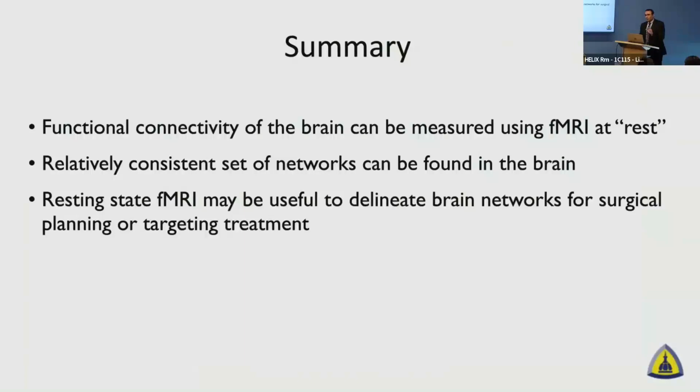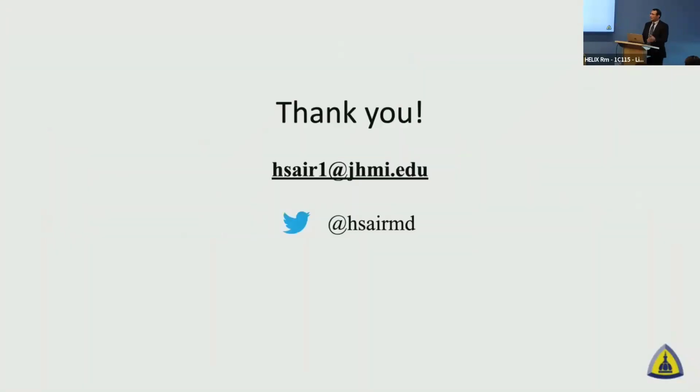Starting from brief task fMRI, but then the majority talking about resting state fMRI, I think everybody now understands that we can measure functional connectivity. So connections between different parts of the brain, even when the person is not doing anything. And again, they can be sleeping. And this consistent set of networks can be found in the brain. And these resting state networks are potentially useful for targeting later on for neurosurgical interventions or psychiatric interventions. So super exciting area. Really appreciate again everybody coming and listening.